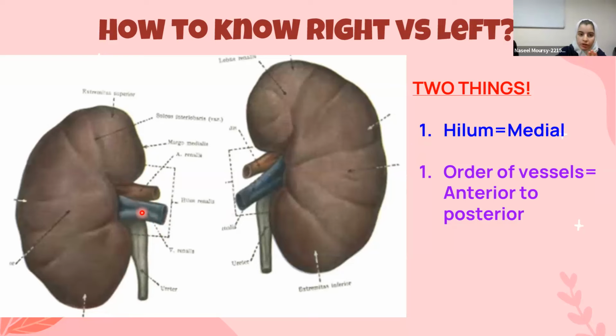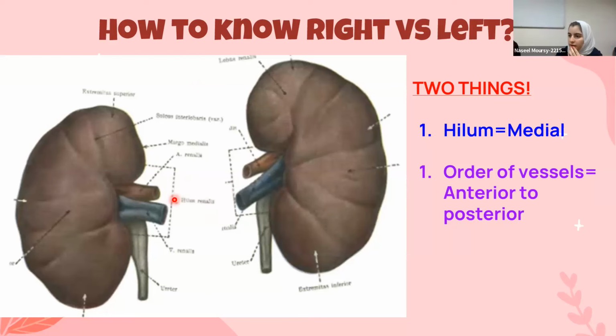But you're not sure, is it right or left? So look at the hilum. The hilum is always towards the medial side. So the way you flip the kidney, it's going to be towards the center of the body. Imagine the vertebra here in the center. Now I want to put the hilum towards the vertebra.